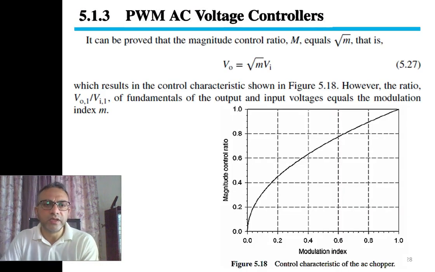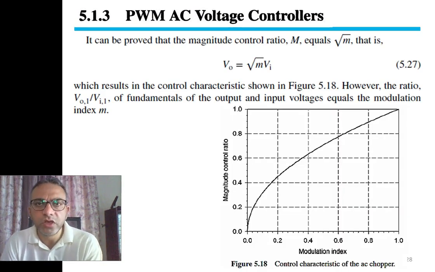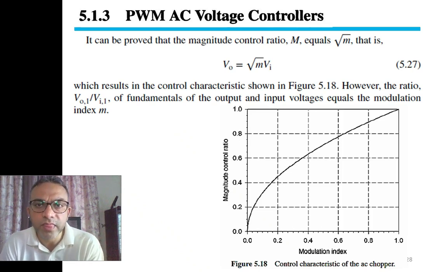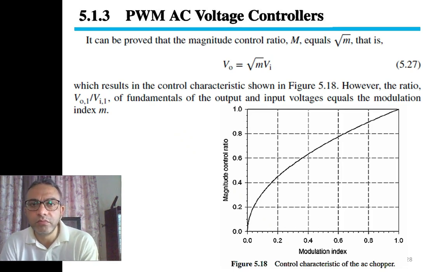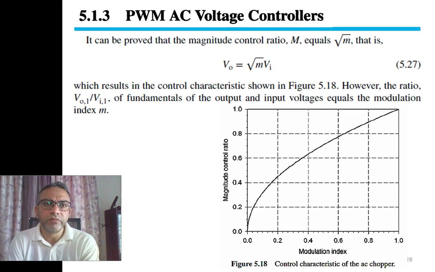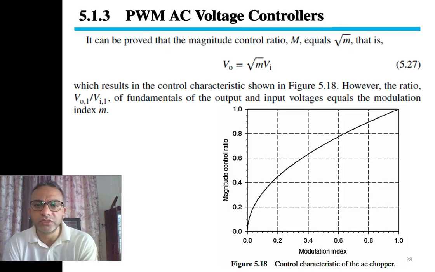In the next slide, we demonstrate the characteristics of the PWM AC voltage controller. It is V out is equal to the magnitude control ratio, under root of the magnitude control ratio, multiplied by V in, which results in the control characteristics shown in figure 5.18.